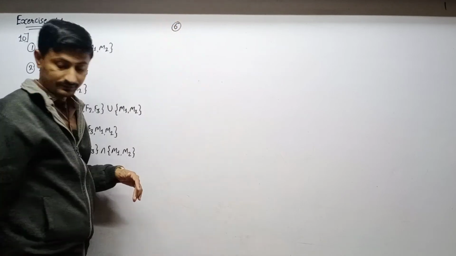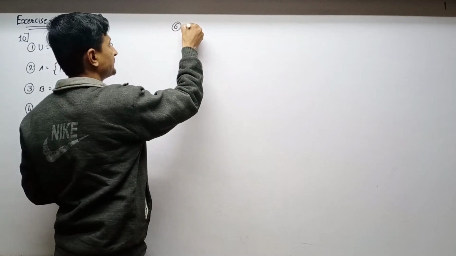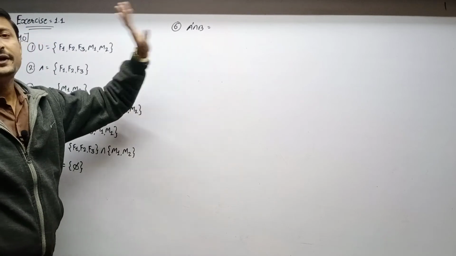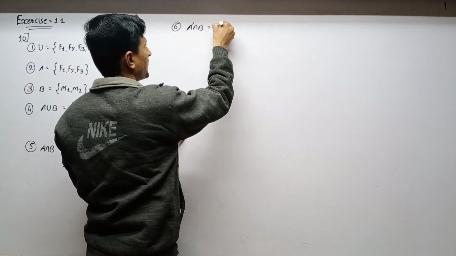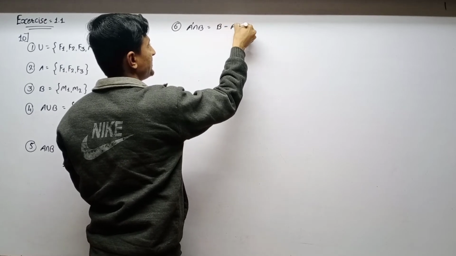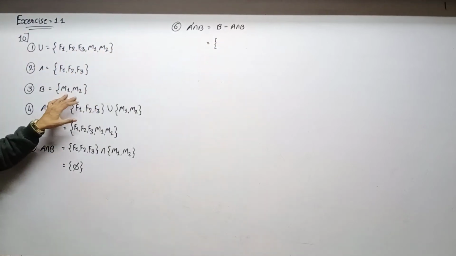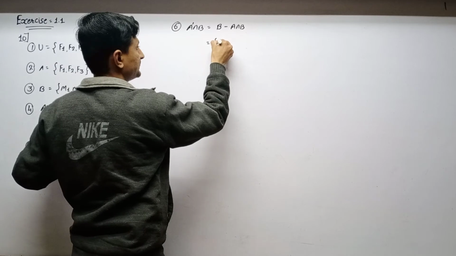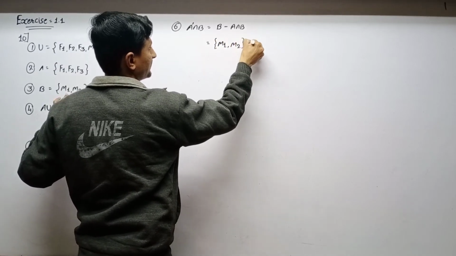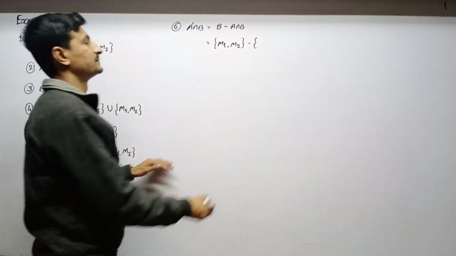Now next, question number 6. Find A dash intersection B. Any key event B occurs, event A does not occurs. B minus A intersection B. So write down set B: {M1, M2}, minus in curly bracket A intersection B: 5.